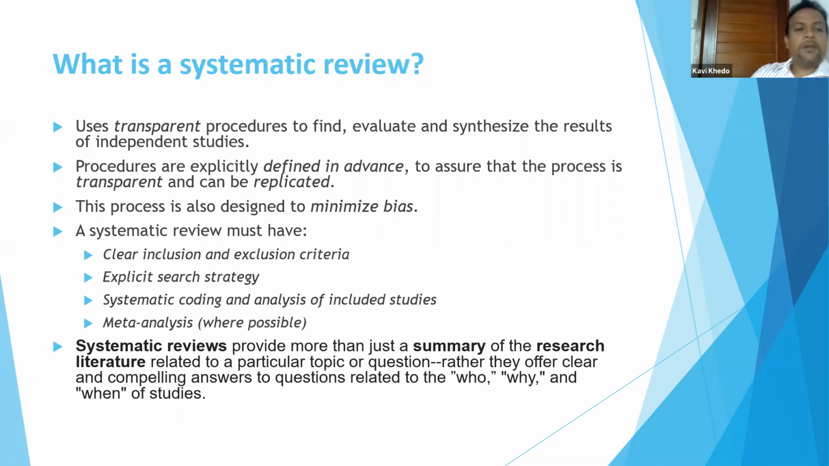A systematic review must have, and I will come to this anyway, clear inclusion and exclusion criteria. This is what I'm telling you: whatever you're selecting should be based on clear criteria. Why am I selecting this study, this paper, and why am I not selecting that particular paper for my review? Because when we conduct literature reviews, we select a number of papers.